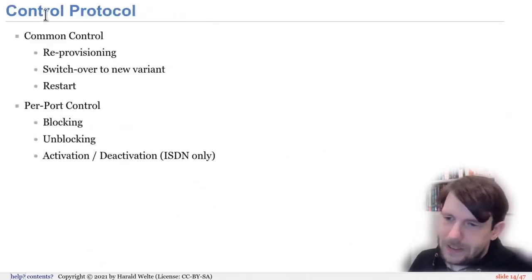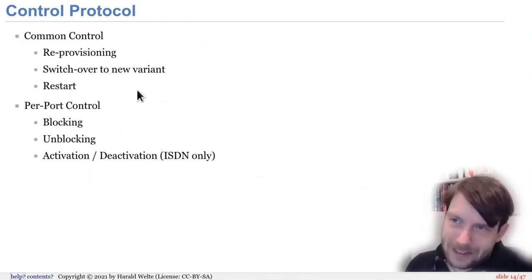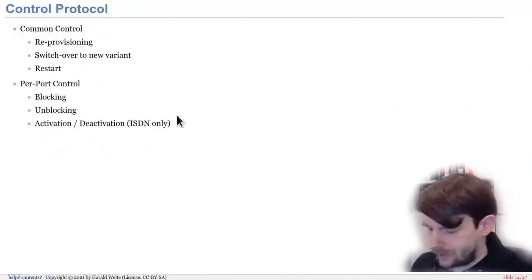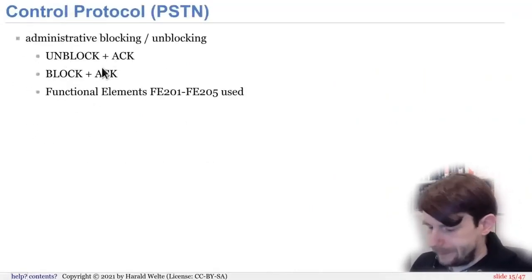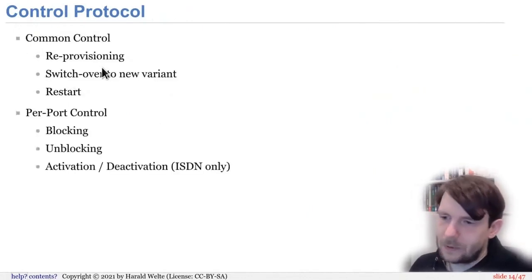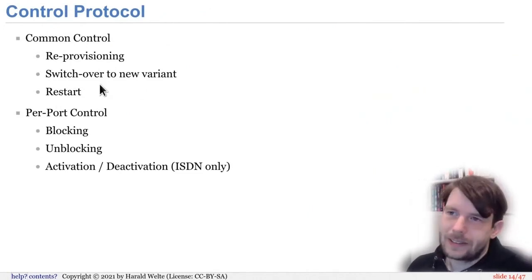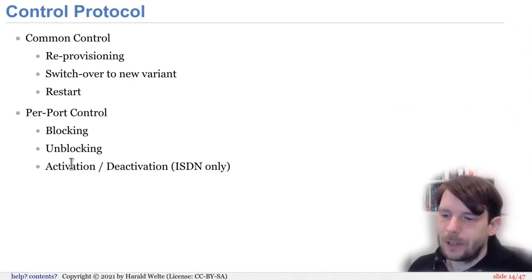So on top of this LAPV5, which is basically LAPD renamed with some very minor modifications and clarifications, we have two protocols. The control protocol is one of them. The control protocol has two parts. One is common control, the other one is per port control. Common control relates to anything that affects the entire access multiplexer, the access network, whereas per port control relates to one specific user port, one specific subscriber line.